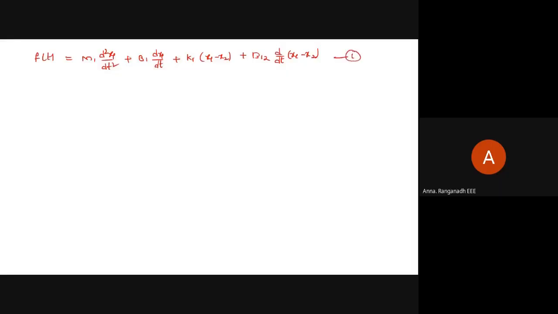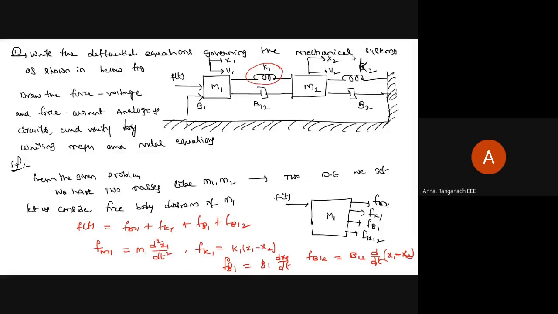If I substitute, f of t is already present. So M1 into d square x1 by dt square plus B1 into dx1 by dt plus K1 into x1 minus x2 plus B12 into d by dt of x1 minus x2. So this is the equation number 1. Right. Next, that is the free body diagram of M1.